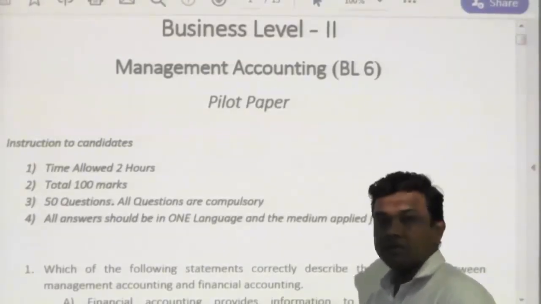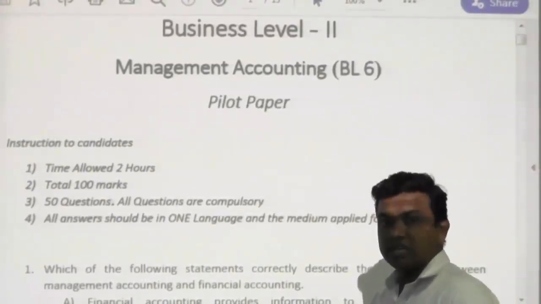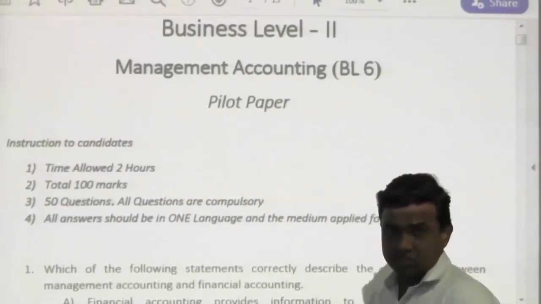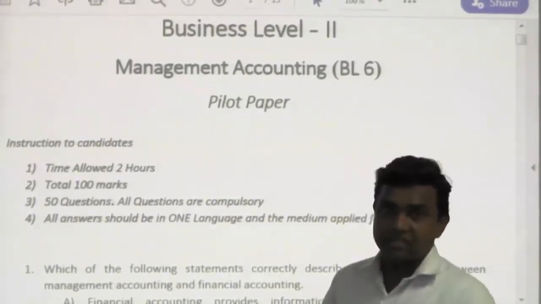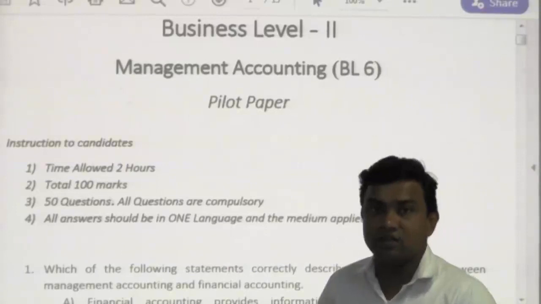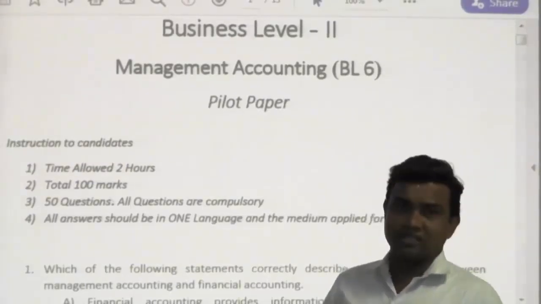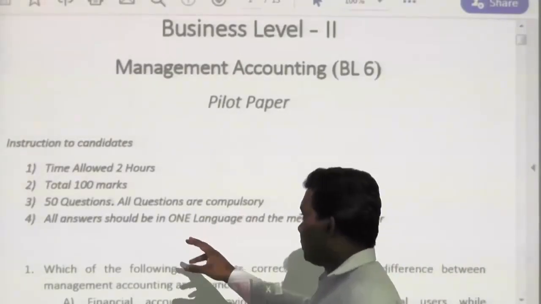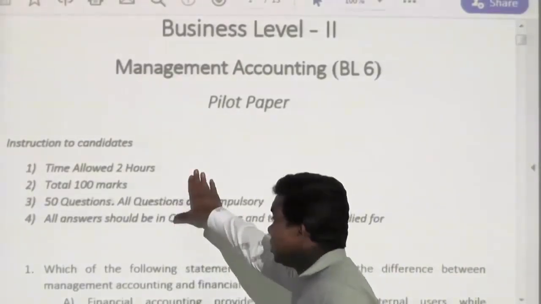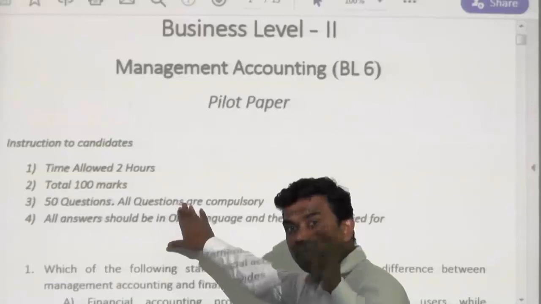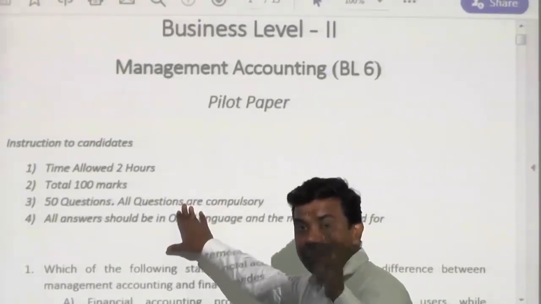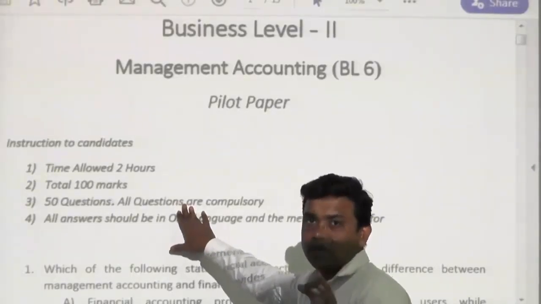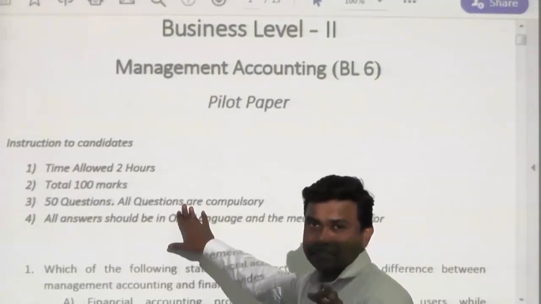Basically, all business level 8 subjects consist of MCQ questions. You don't need to write any answer. You have to select the answer out of the given 4 answers or 5 answers. That's why those are MCQ questions. That is the next important point. You have only 2 hours. You have 50 questions, and for all 50 questions you have 4 answers or 5 answers. You have to select the correct answer.